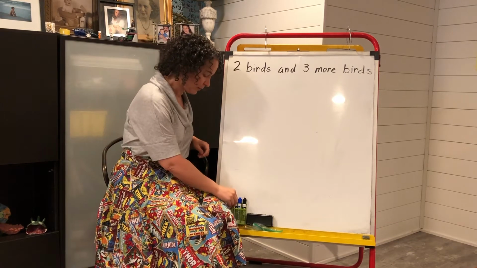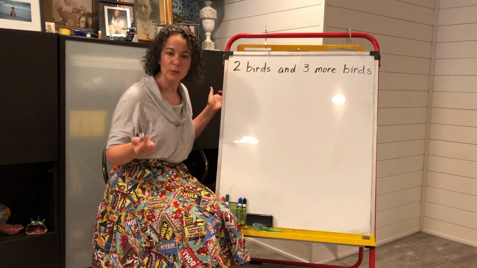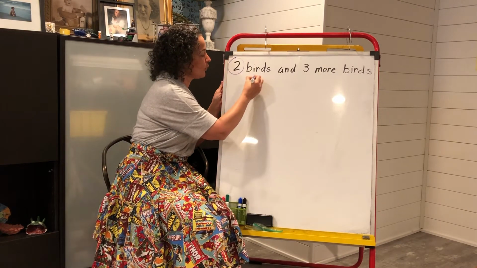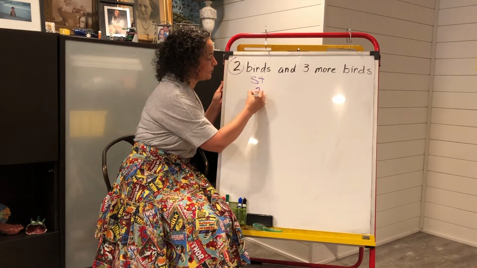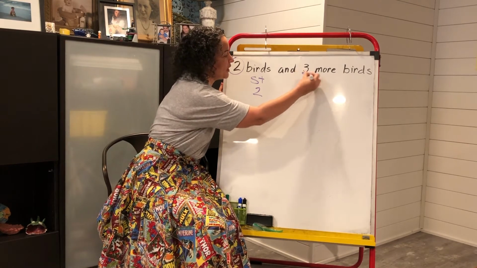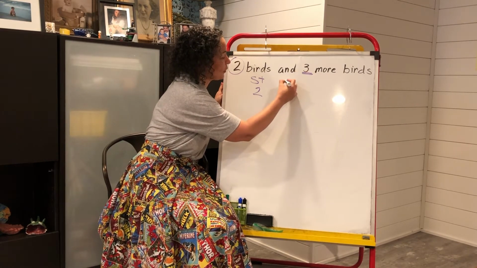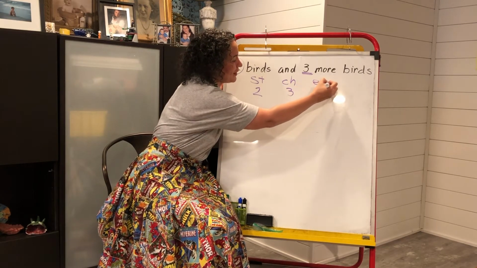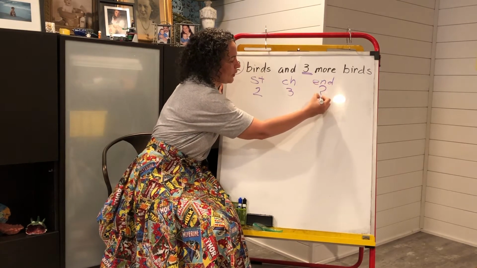Let's break this down. So my friends, we are starting with, yes, we're starting with 2 birds. So we're starting with 2. And how many more birds? You're so smart. Yes, 3 more birds. So our change is 3. And again, my friends, we don't know the end. That's our variable. That's the thing we don't know.